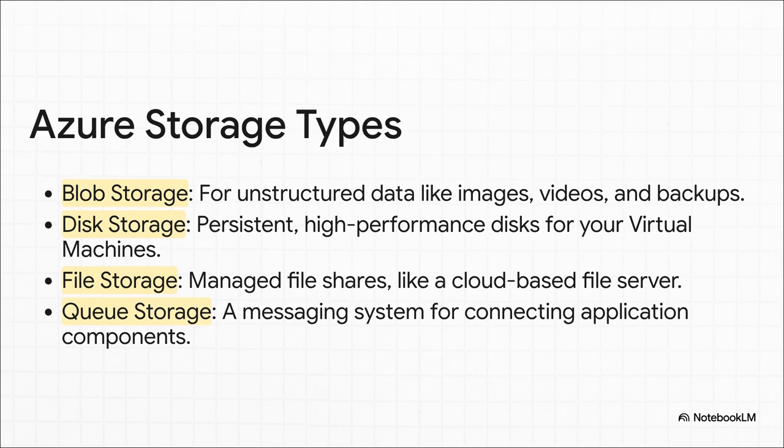Azure gives you different kinds of storage for different jobs. You've got Blob storage. That's your gigantic, cheap warehouse for things like images, videos, and backups. Disk storage is like the dedicated, high-speed storeroom you attach right to your VM factories. File storage is basically your shared office file cabinet in the cloud. And queue storage? That's the city's reliable postal service, passing messages between all the different parts of your application so they don't have to talk directly.